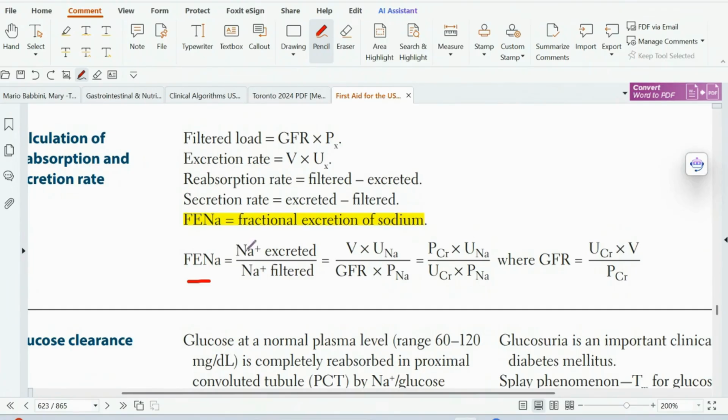So what you end up doing is you expand this formula. Sodium excreted is equal to clearance of sodium. So you see U_Na V.